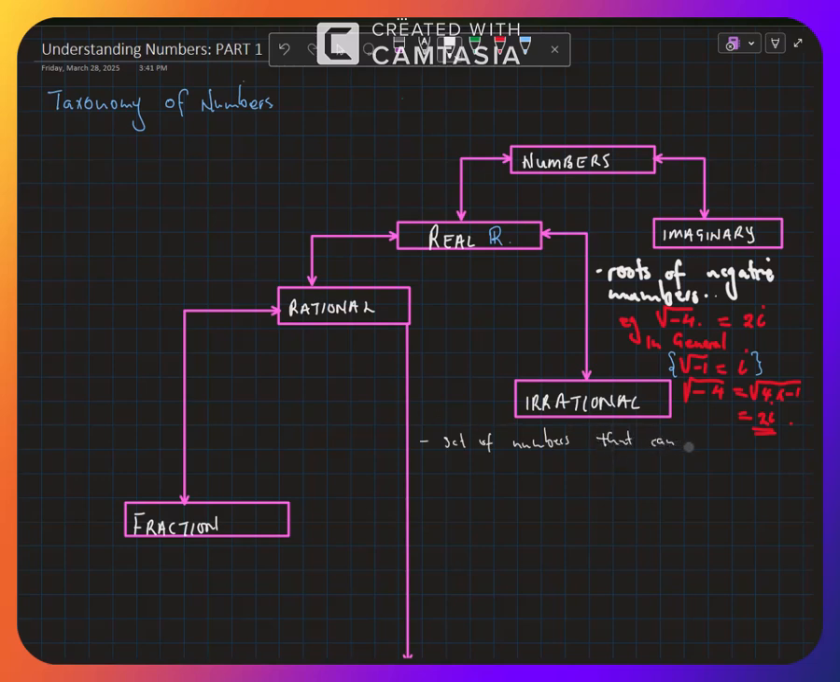Irrational numbers are a set of numbers that cannot be written as fractions. Or in other words, they are decimals. They are non-terminating and non-repeating decimals.